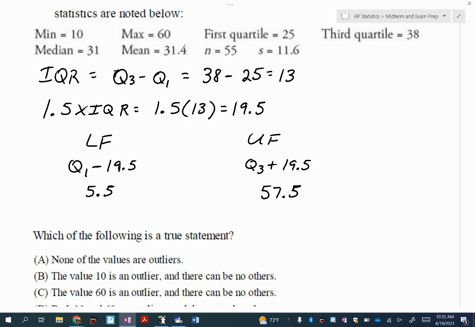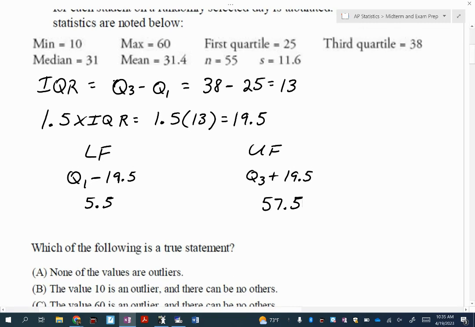Okay, so let's look at our values here. What is our min? That's our lowest value. Is this below our lower fence? No. So since 10 is not below, do we have any values that are below 5.5? We do not. So do we have any outliers on the low side? No outliers on the low side. What is our maximum? 60. Is 60 past our upper fence?